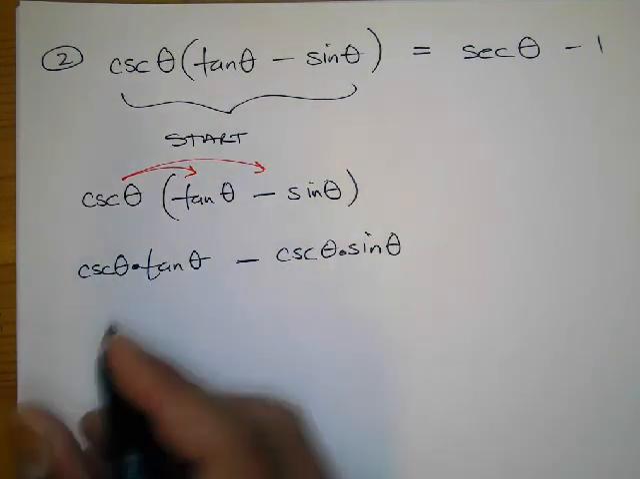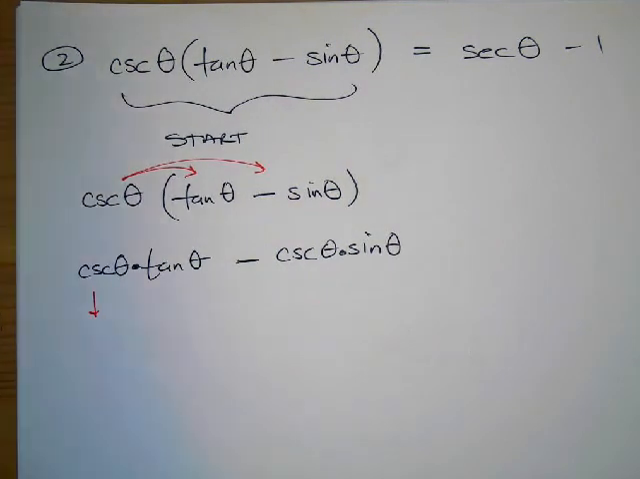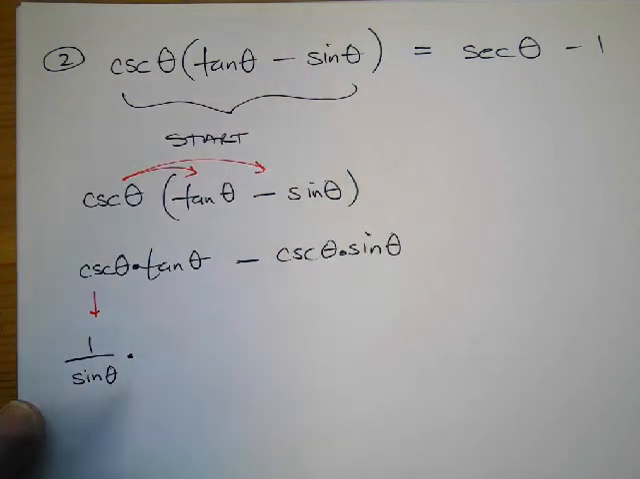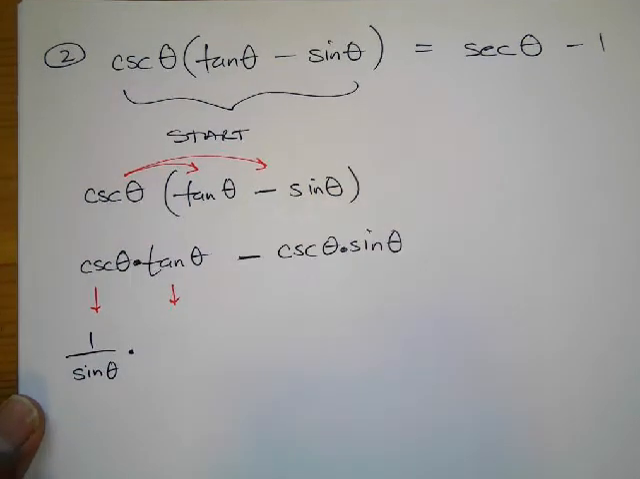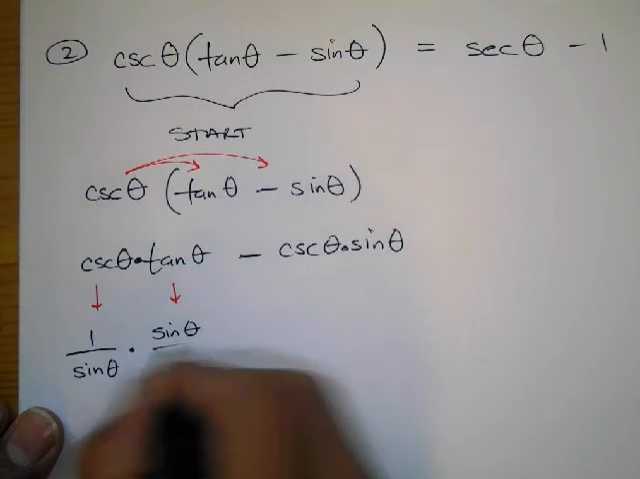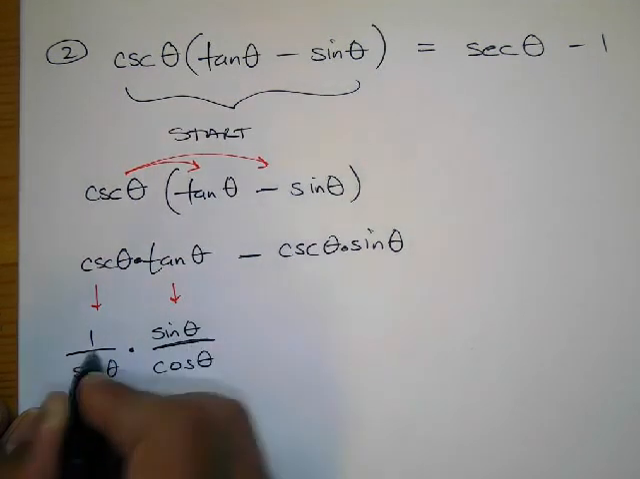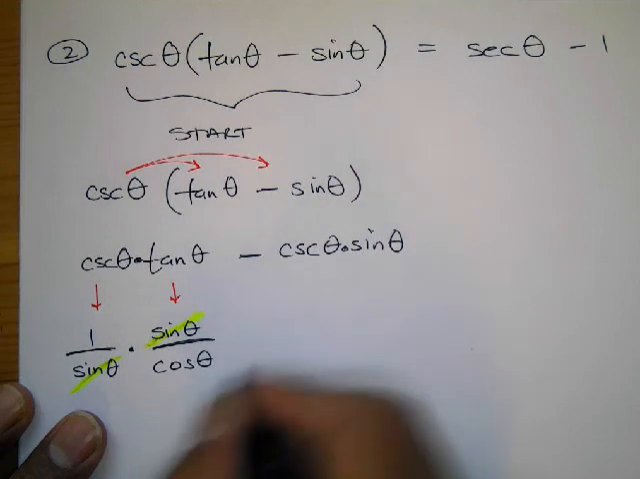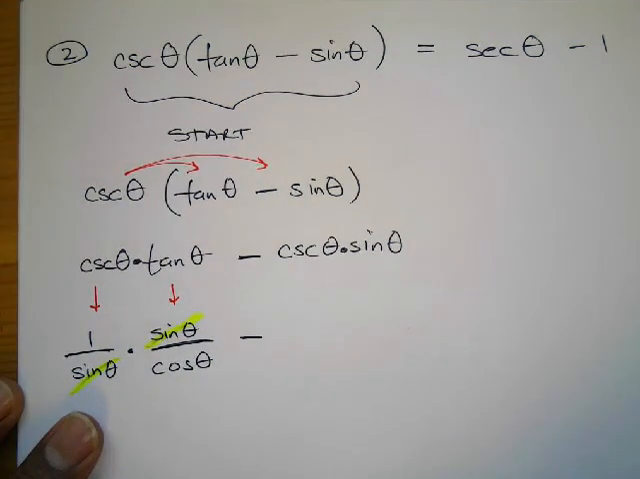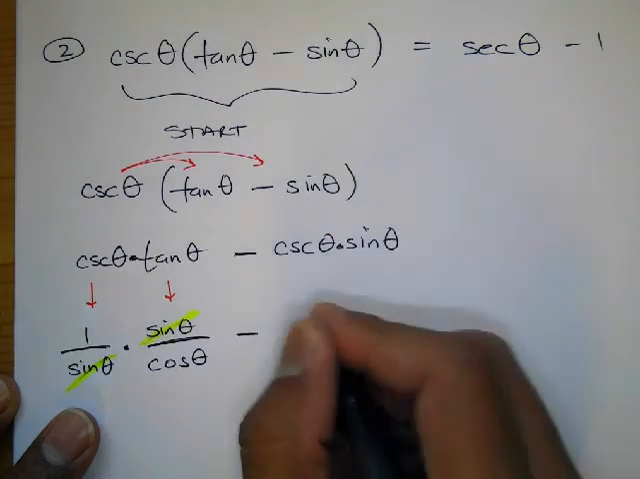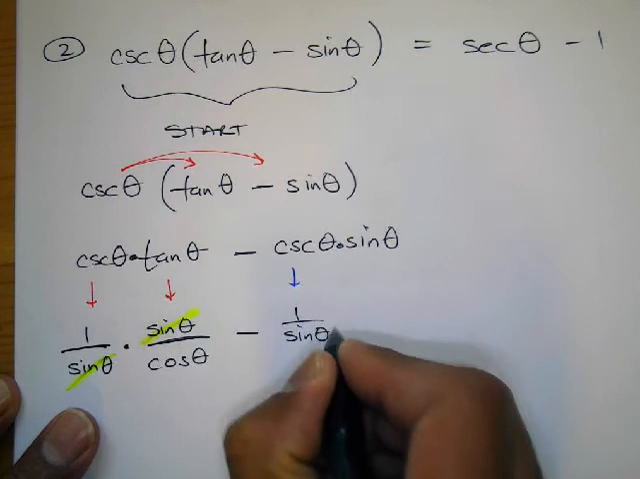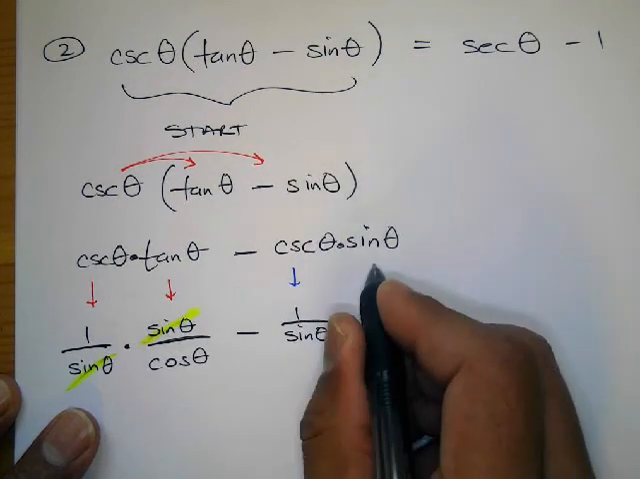Then what? Change everything to sine and cosine. I don't want to see cosecants. I don't want to see tangents. And sine is okay right there. But what is cosecant? Cosecant is 1 over sine, times, what is tangent? Sine over cosine. Well, I can already see what happens here. These are going to cancel. But let's not get out of step here. Let's continue.